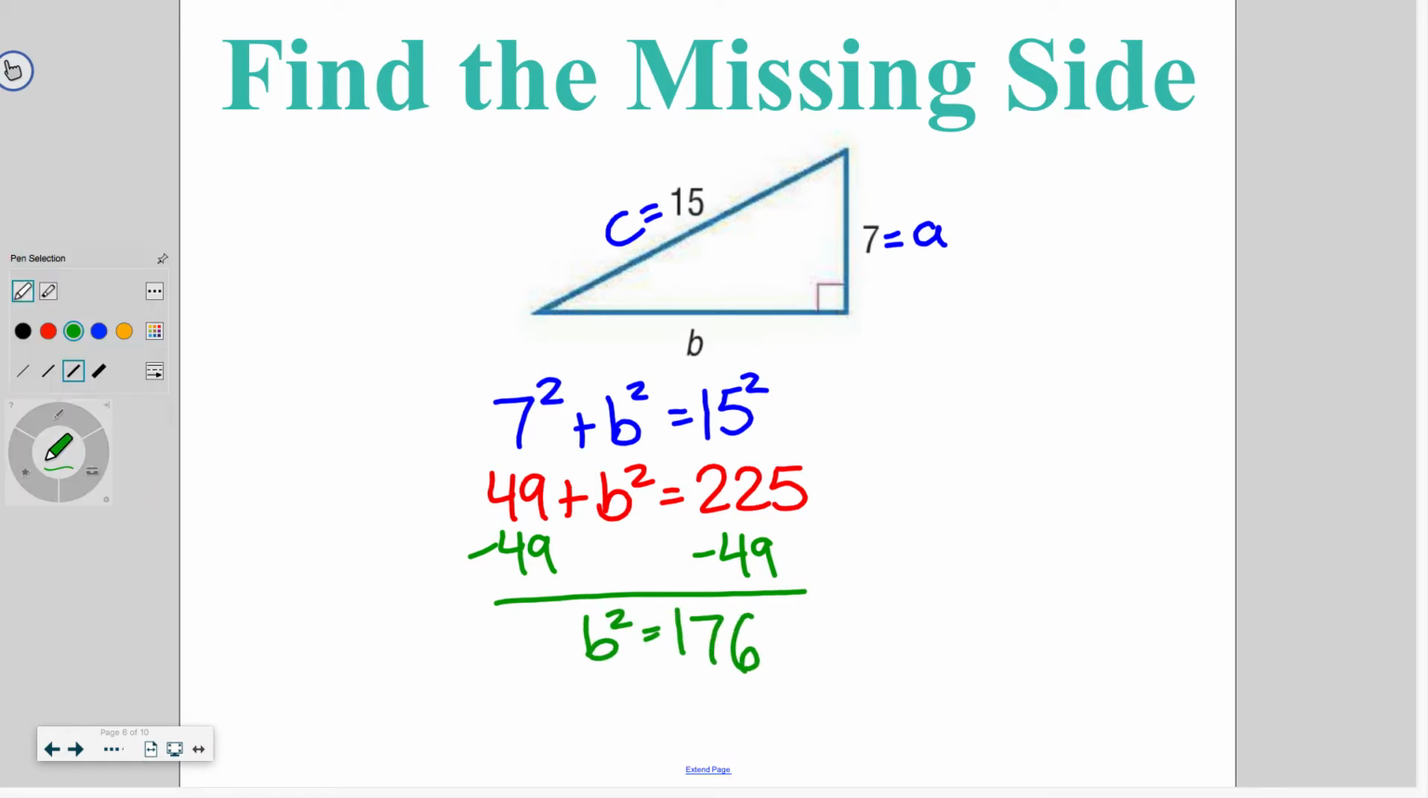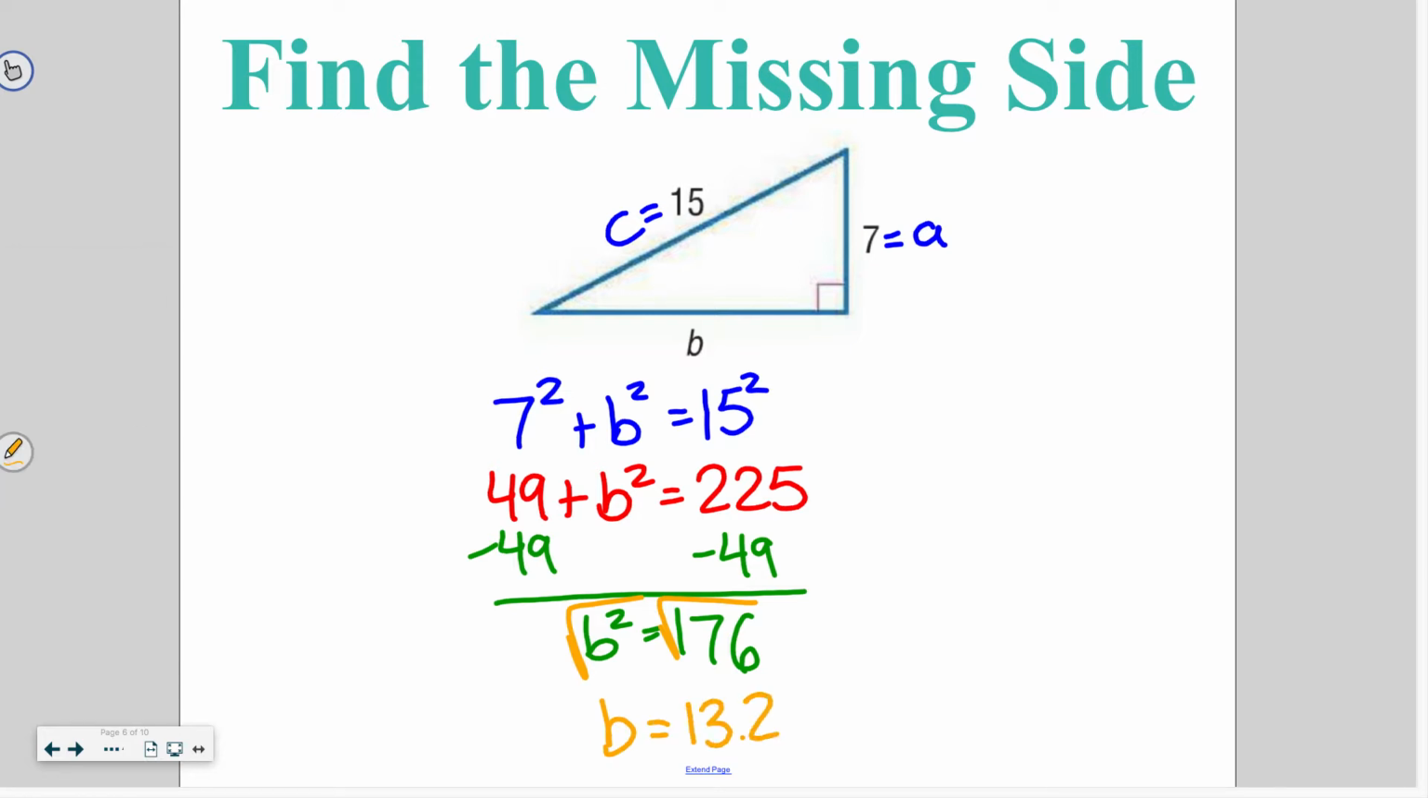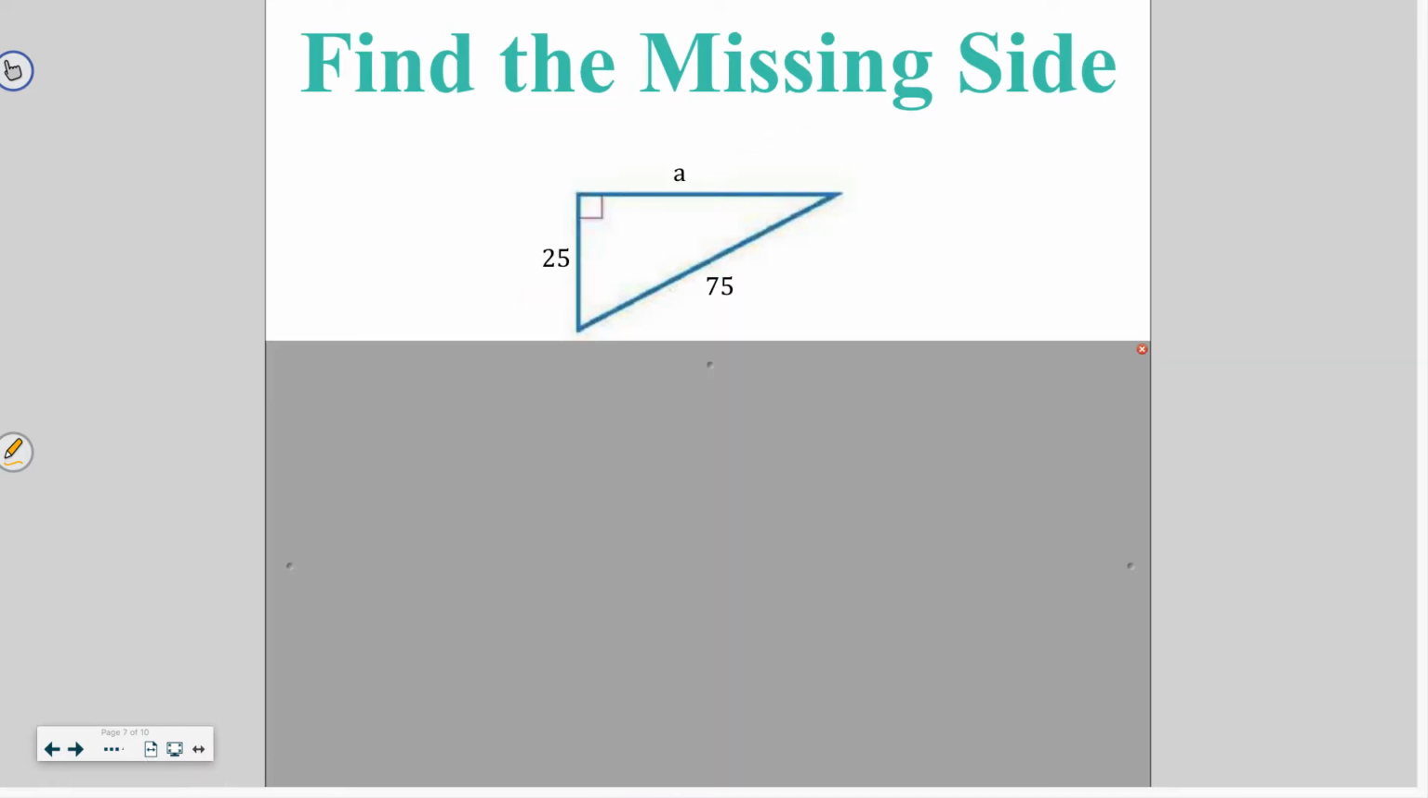In order to get rid of the squared, we're going to take the square root of both sides, which is going to give us an answer of b is equal to 13.27. Again, rounding to 2 decimal places if there are decimals involved. Go ahead and try this one on your own.